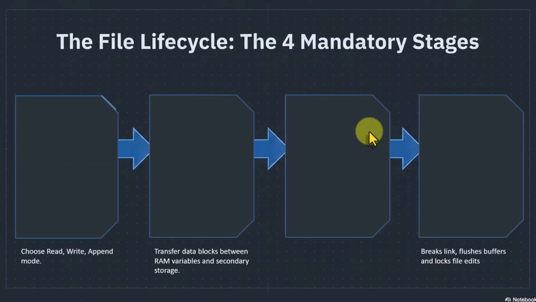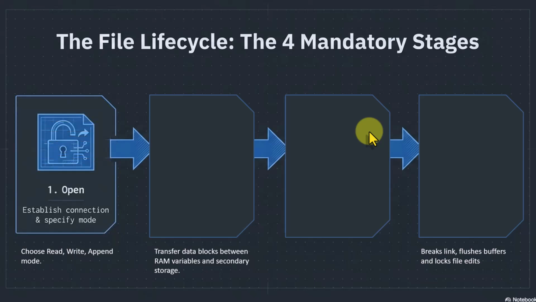So we have something called the file life cycle. What do we do with a file in a computer? It has four important stages. The first one is open the file. For this we have to specify which file we want to open and in what mode. Do we want to open it in read, write, or append mode? Do we just want to read data from it, or write data to it?